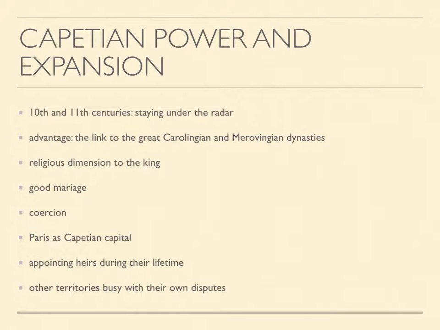Now, another way was coercion. This is the Middle Ages, and another way to just gain land is through brute force, which Philip II was well known for. Now, one of their achievements was that they made Paris their capital. So they are now in control of Paris.